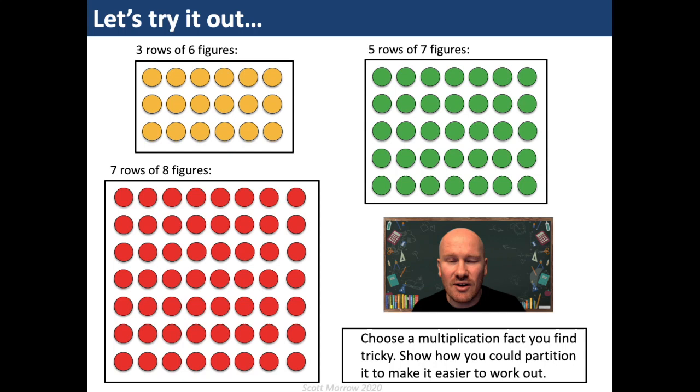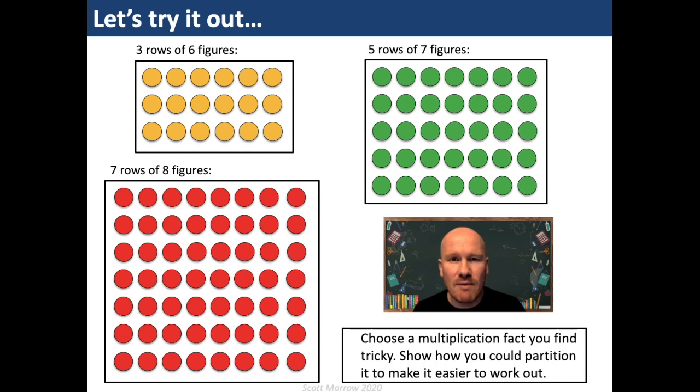For the green and the red, there are lots of different ways. You're not going to get all of those ways done in the time. So rather than trying to find all the different ways of splitting it, you might think about what are the ways that I could split that to make it easiest for me to work out. So draw the array, partition it into 2 parts just like we did before, describe the parts and show the multiplication stories. If you manage that in the time, then this week I want you to choose a multiplication fact that you find particularly tricky and show how you could partition it to make it easier to work out.